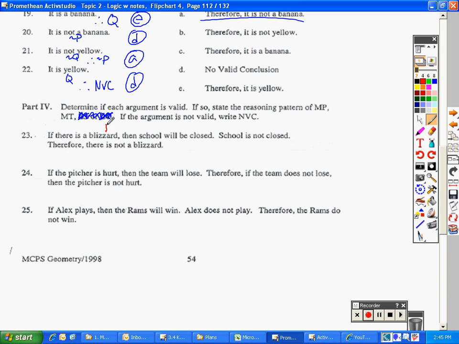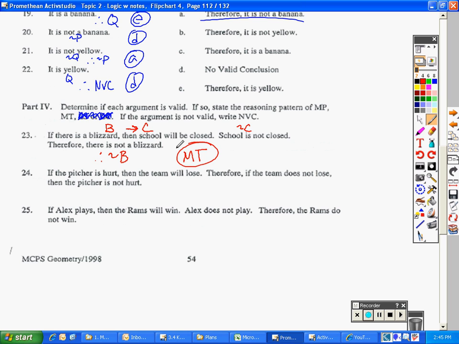If there is a blizzard, then school will be closed. School is not closed. Here we have a conditional statement. We have the opposite of the conclusion. So therefore, we can assume the opposite of the hypothesis. And that is a clear example of modus tollens.